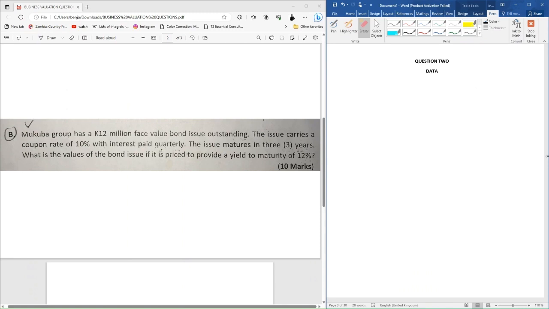So Mukuba Group has a 12 million kwacha face value bond issue outstanding. The issue carries a coupon rate of 10% with interest paid quarterly. The issue matures in 3 years. What is the value of the bond issue if it is priced to provide a yield to maturity of 12%? So how exactly are we going to solve this?